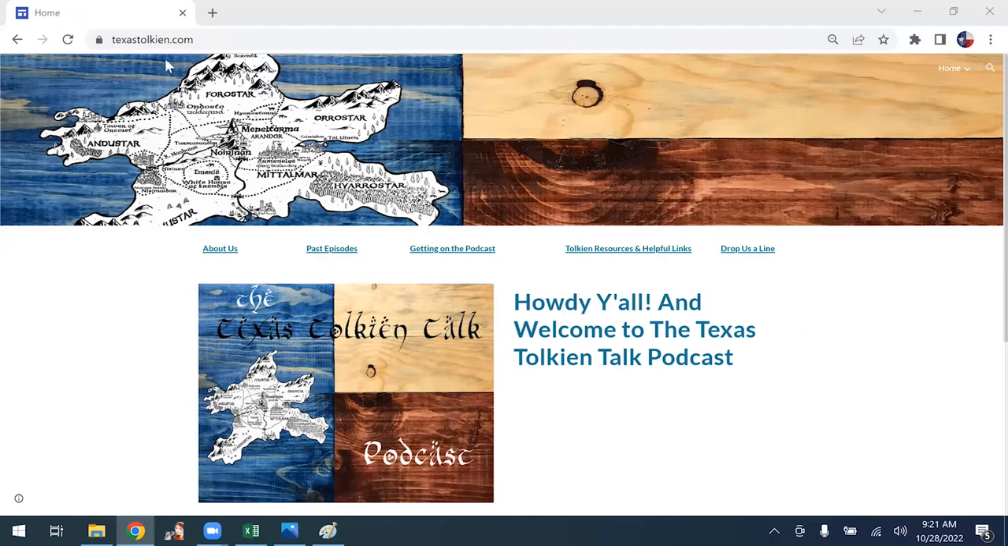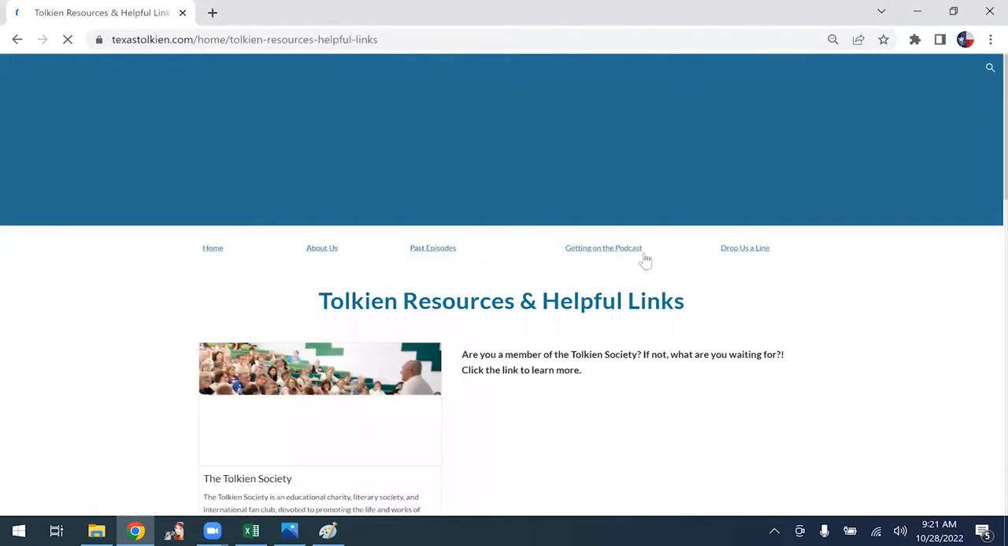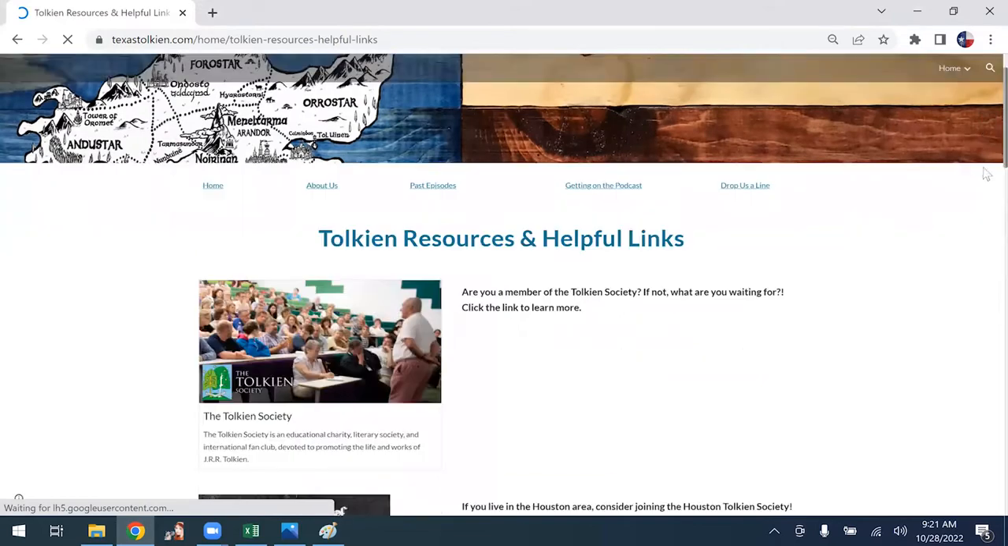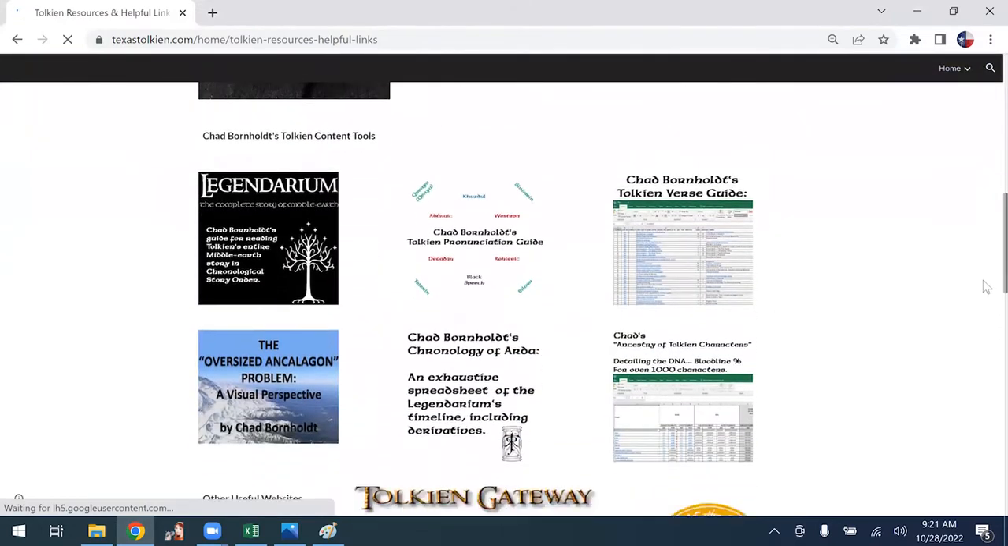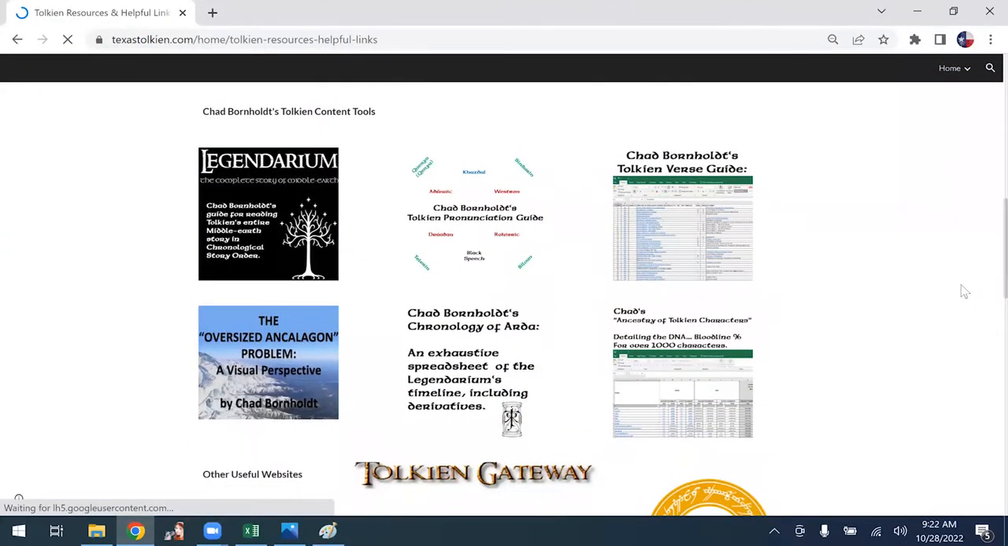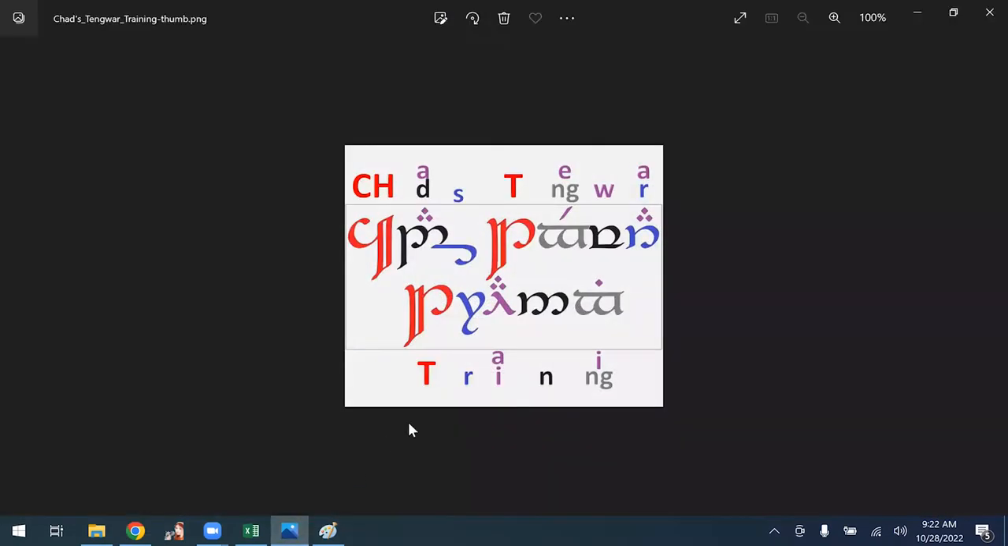First of all, you go to texastolkien.com, click on Tolkien Resources and Helpful Links, and scrolling down, you're going to see Chad Bornholdt's Tolkien content tools. And there's 6 of them there right now. There are 3 of them that I haven't put on there yet. One of the 3, which is not there yet, but will be, is going to look like this, which is Chad's Tengwar training. You're going to look for that.